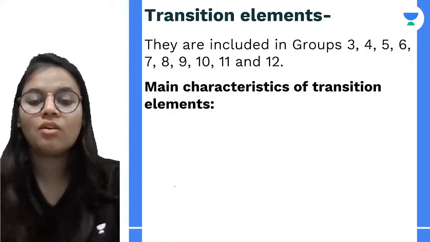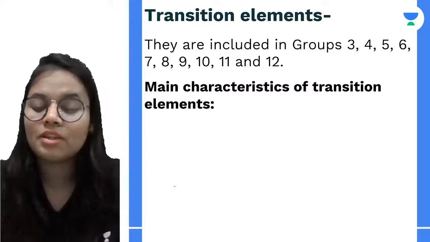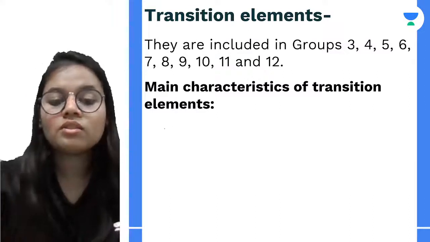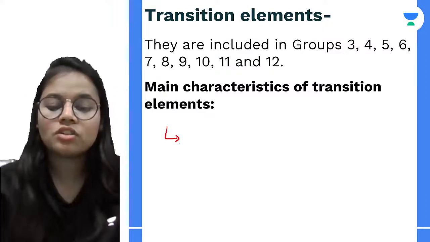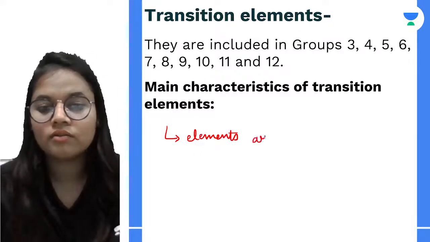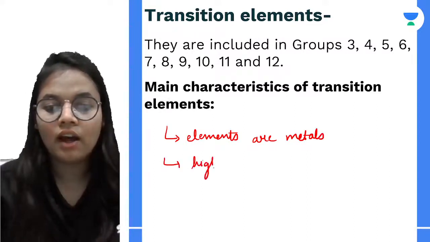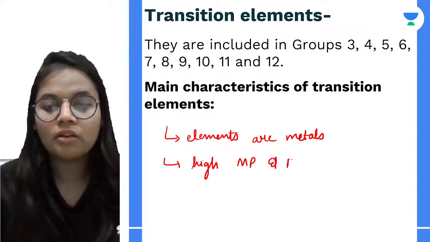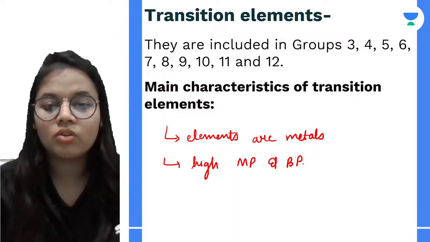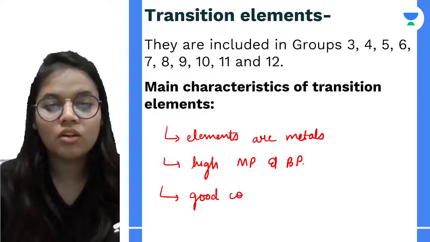Now talking about the transition elements. As I told you, transition elements are present in groups 3 to 12. Now some of the properties of transition elements. First of all, all these elements are metals, and they have high melting and boiling points. Since they are metals, of course they will be good conductors of heat and electricity.